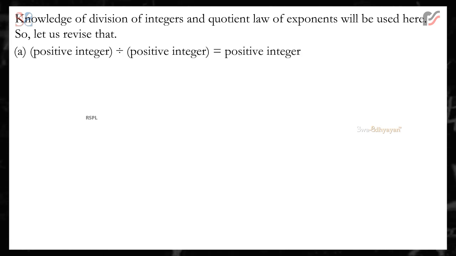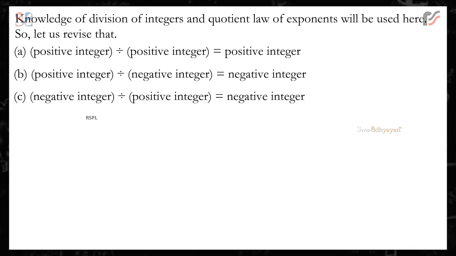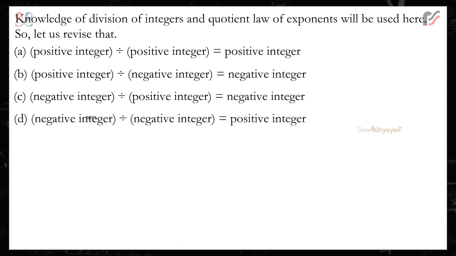A. A positive integer divided by a positive integer is equal to a positive integer. B. A positive integer divided by a negative integer is equal to a negative integer. C. A negative integer divided by a positive integer is equal to a negative integer. D. A negative integer divided by a negative integer is equal to a positive integer.